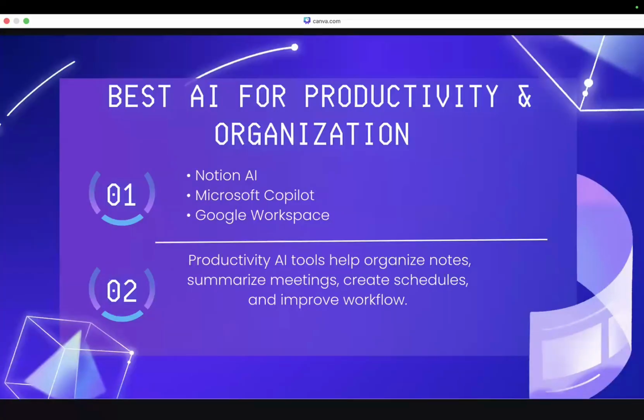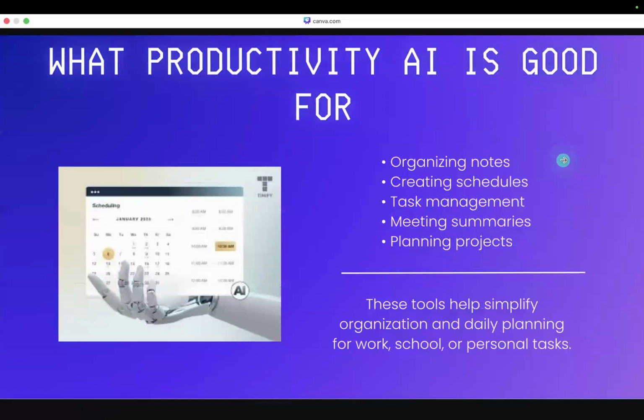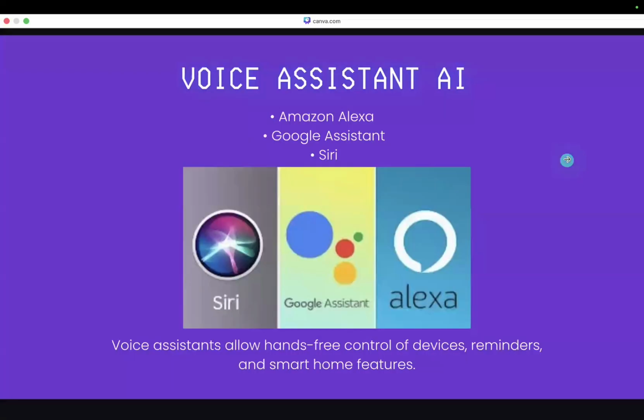For productivity and organization, Google Workspace, Microsoft Copilot, and Notion AI are really useful tools. And these can help you organize notes, summarize meetings, create schedules, and improve workflow. It's good for organizing your notes, creating your schedules, task management, meeting summaries, and planning projects with others or by yourself. And they can help simplify your organization and daily planning for work, school, or personal tasks.